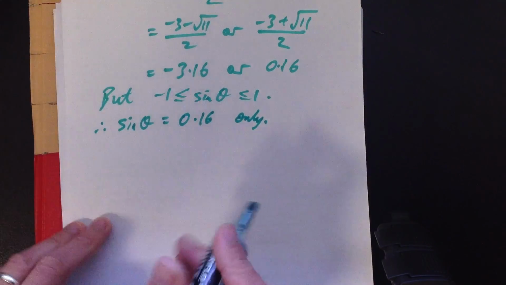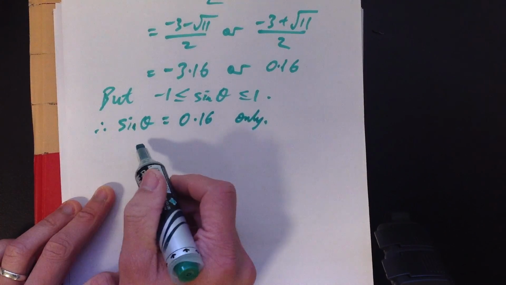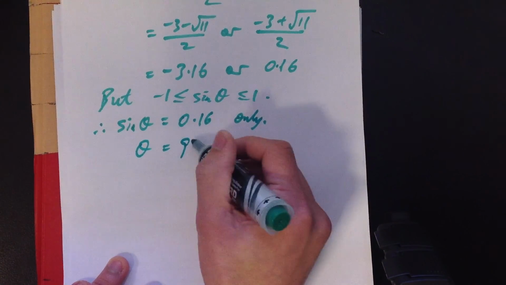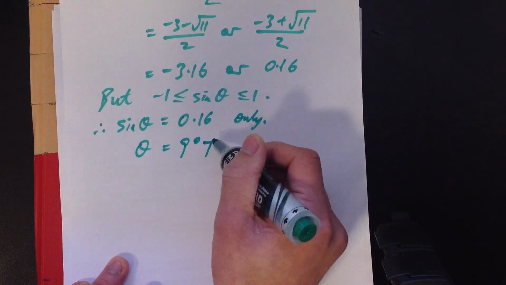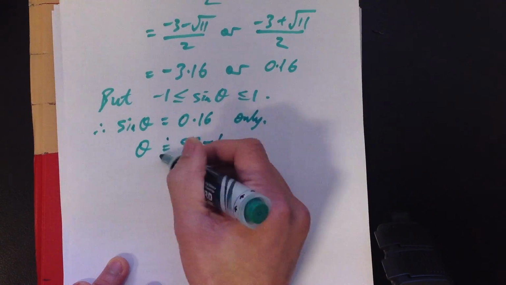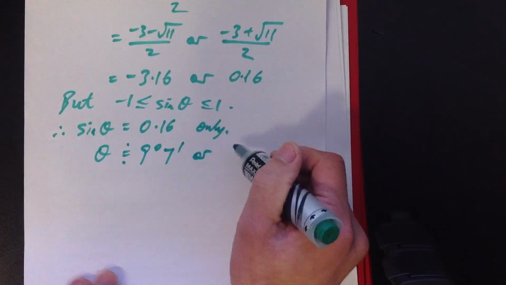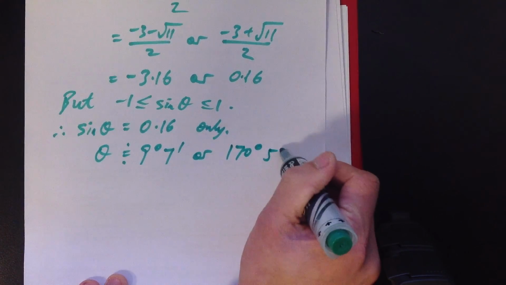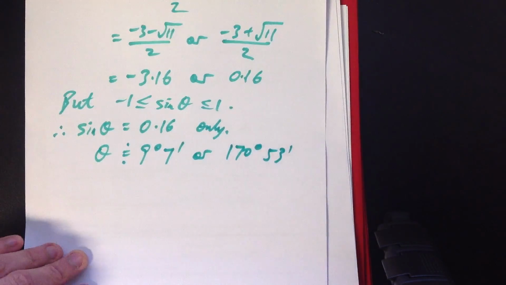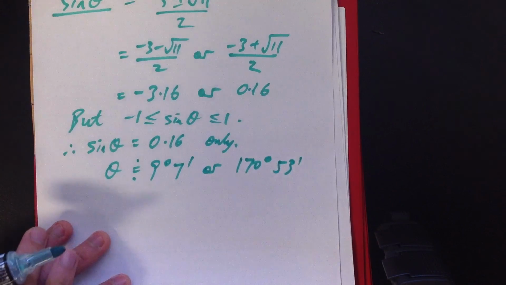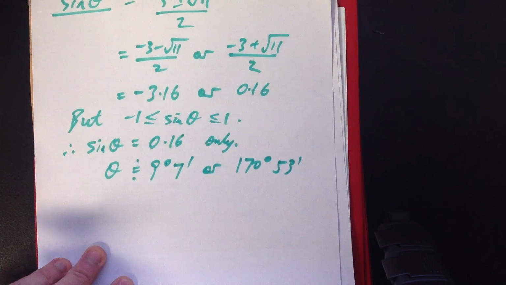So when you take that and pop it into your calculator to get sine inverse, you're going to get two solutions: 9 degrees and 7 minutes. I'm approximating again, so I should put that in. Or 170 degrees and 53 minutes. Okay, so you're looking at that, and those both fit within the domain restrictions we've already noticed, so that's great.